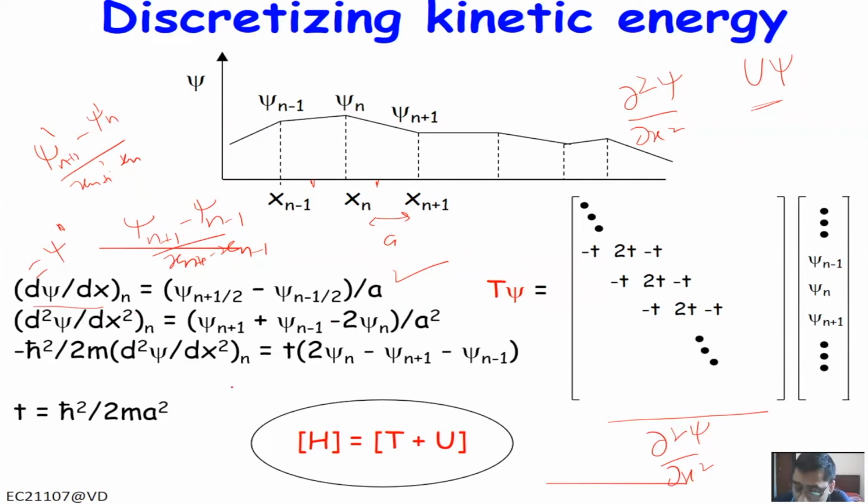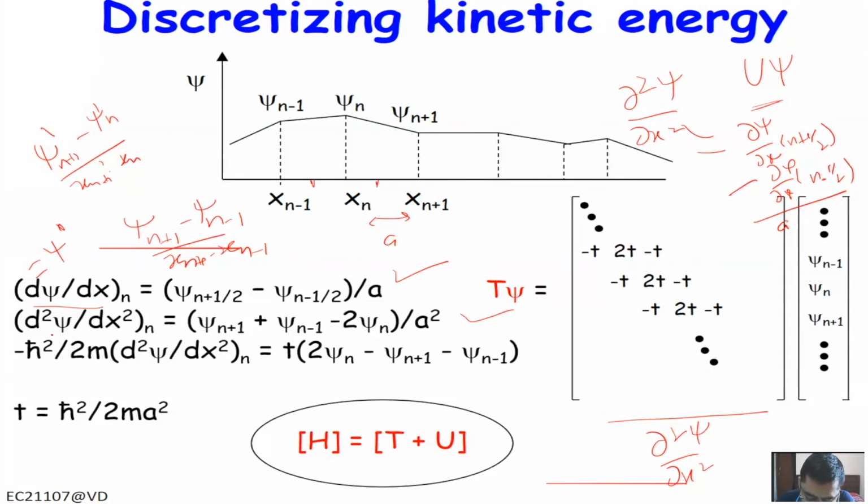So d2 psi by dx square will become d psi by dx at n plus half minus d psi by dx at n minus half, divided by a. Now d psi by dx at n plus half will be n plus 1 minus n, and at n minus half will be n minus 1, right? So you will get this expression, and then you multiply this thing by h bar square by 2m, right? So what you will get here is h bar square by 2m times psi n plus 1 plus psi n minus 1 minus 2 psi n, by a square.